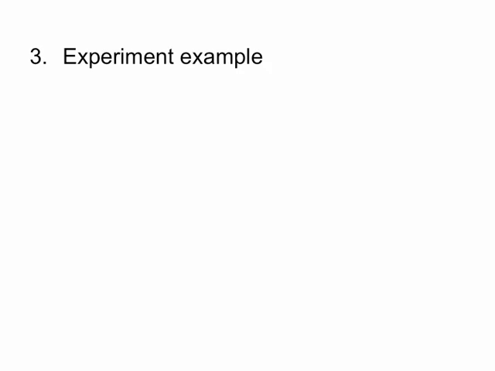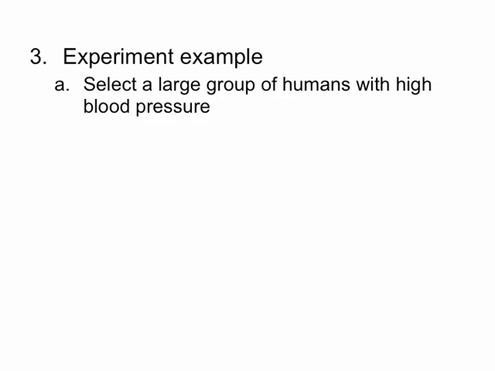The experiment example then, if we were to carry out this particular experiment, would be that we would select a large group of humans with high blood pressure. It's really, really important to select a large group of humans. The more people we have in an experiment, the more reliable those results are.